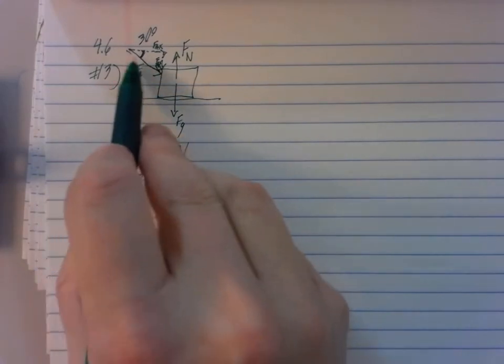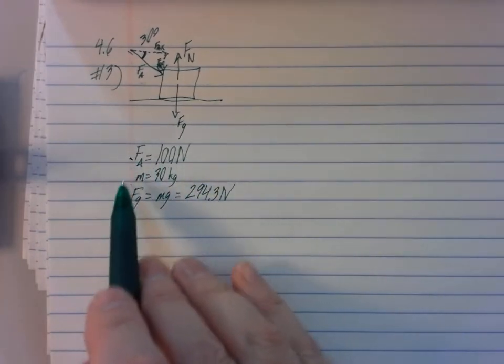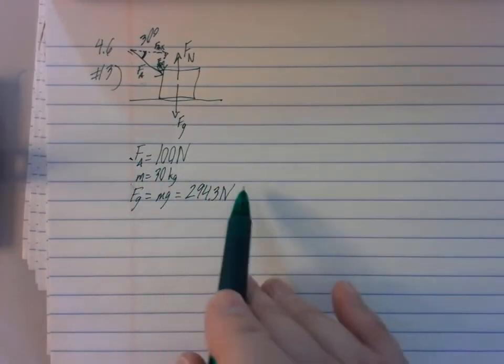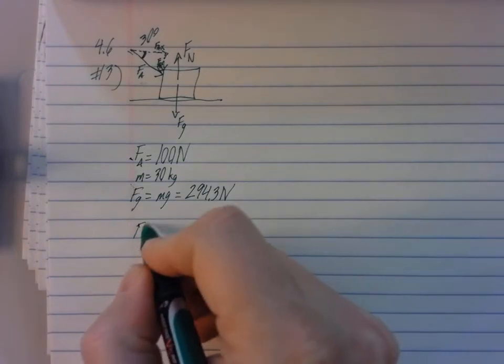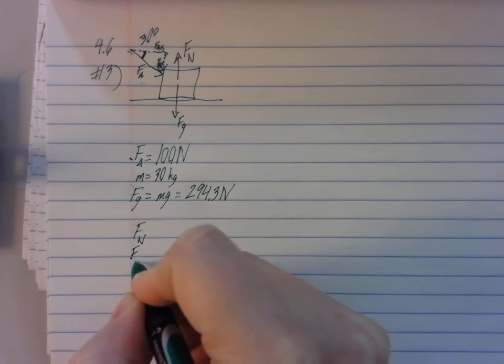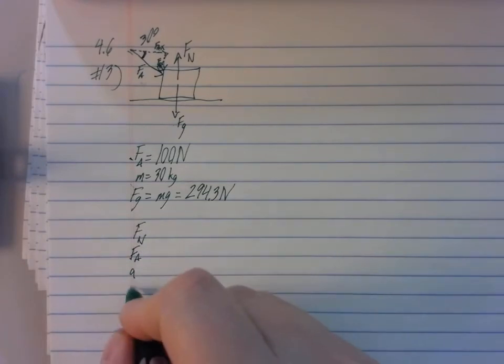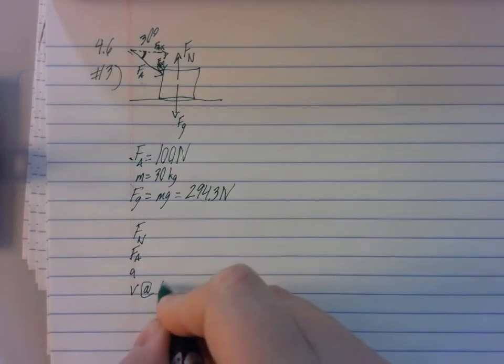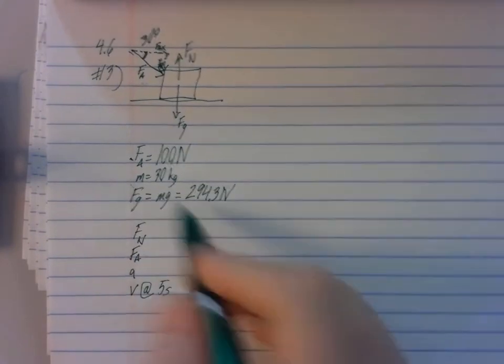Okay, so I went ahead and wrote our givens. Our force applied that pushed down into the box is Fa. Our mass is 30 kilograms, and our Fg here is 294.3. Normal force, applied force. So we want Fn, we want Fa, our acceleration, and velocity at 5 seconds. All right. So these are all the things we're looking for.